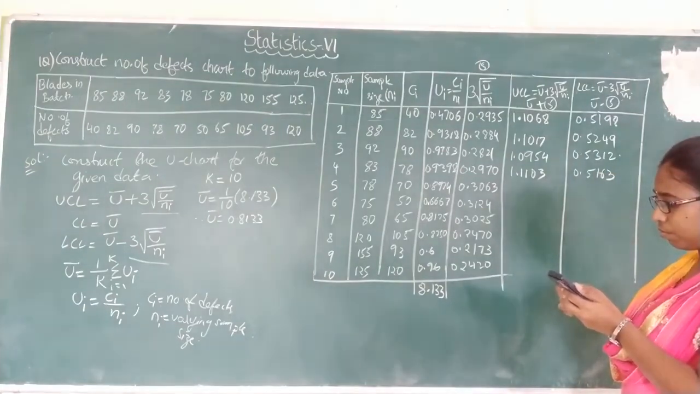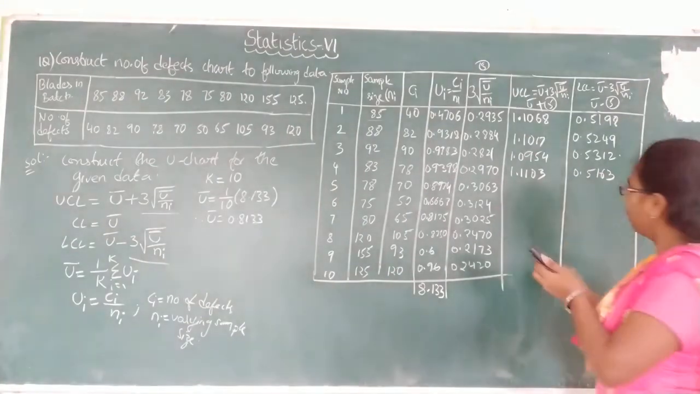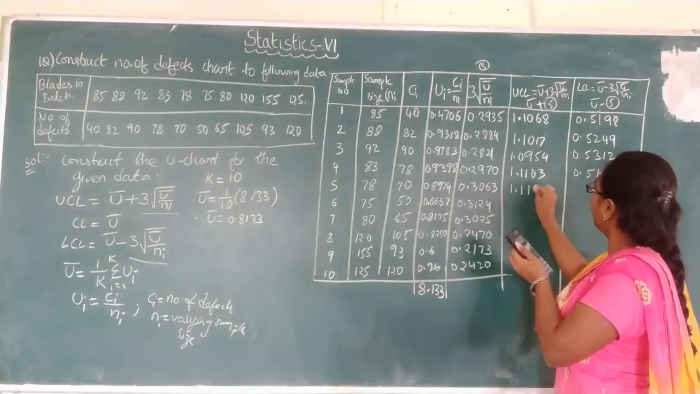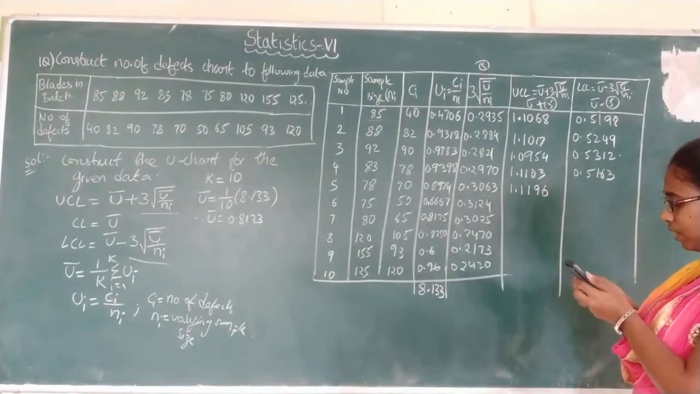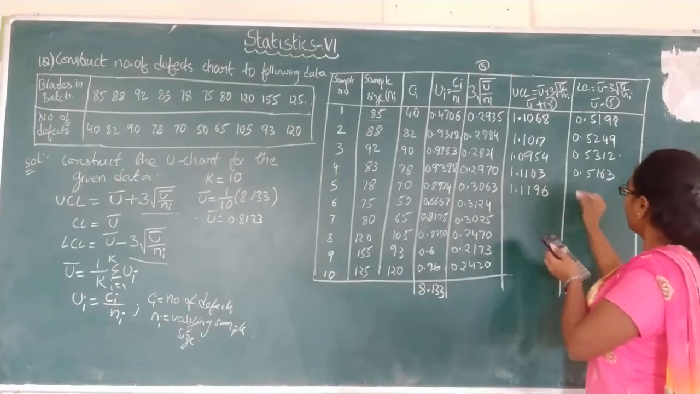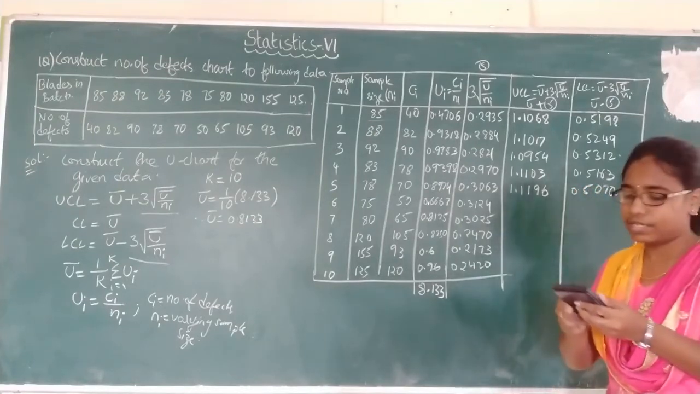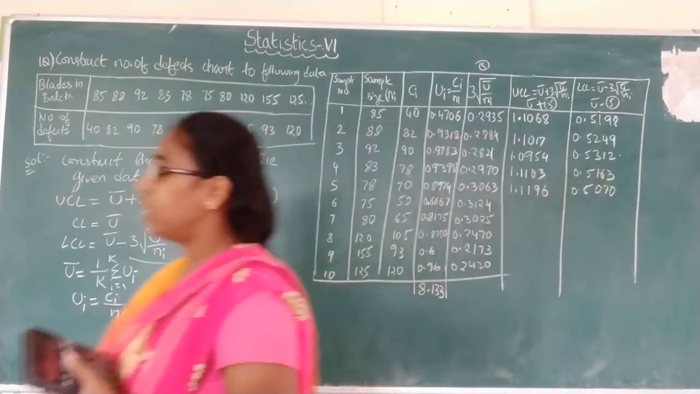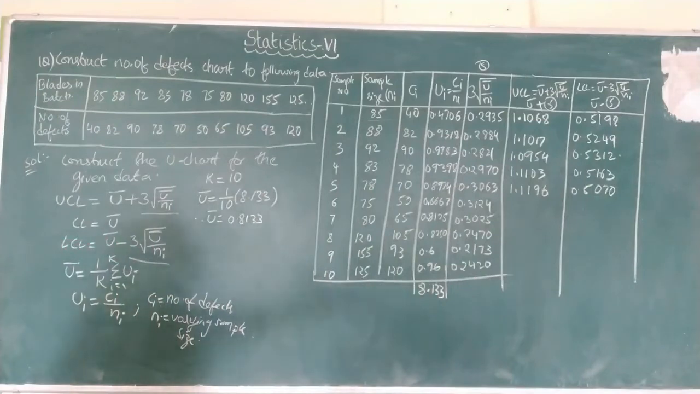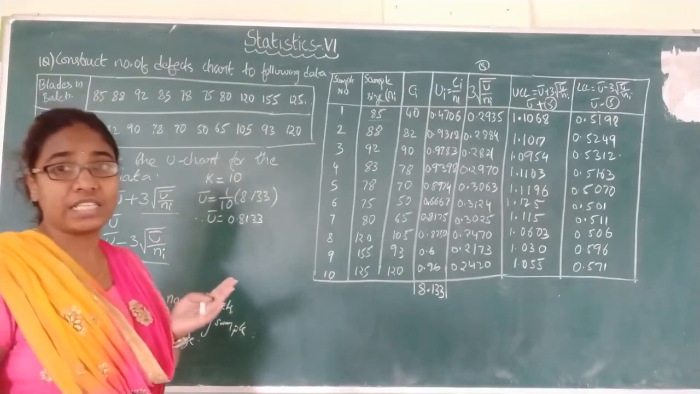Next is plus 0.3063. The answer is 1.1196. Next minus in place of plus, 0.5070. Similarly you find out the remaining values also for the remaining rows. Now we got all the required UCL, LCL values.